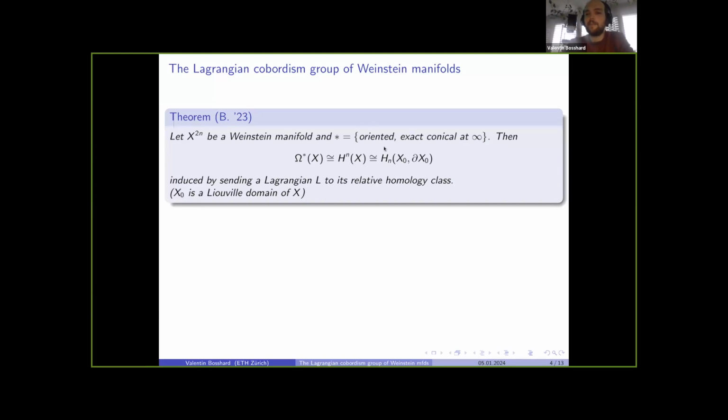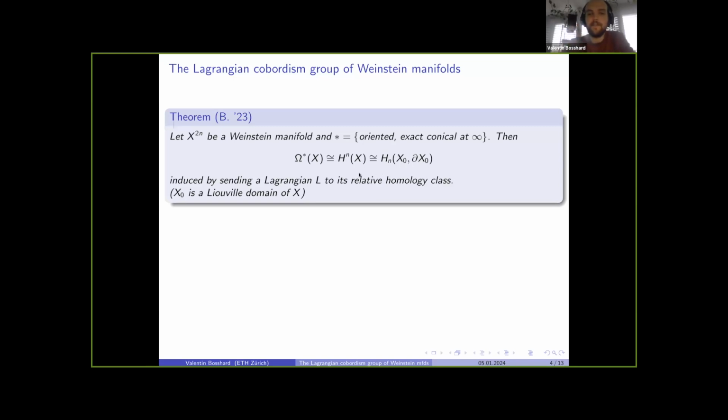And we also want them to come already with an orientation. Then the claim is that the Lagrangian cobordism group is simply cohomology of the Weinstein manifold. And if you prefer to work with homology instead, then you get relative homology. And such that you have something to be relative with, it's relative to the boundary whenever you take, instead of the Weinstein manifold itself, just a Liouville domain or a Weinstein domain.